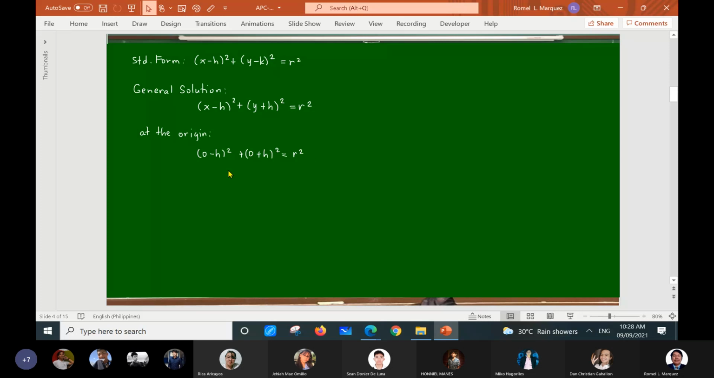O, ano daw ang ito? H squared plus H squared. O, how is H related to R? Ang R squared daw, 2 beses ng square ng H. O kaya 2 beses ng square ng K. Okay, guys? Therefore, finally, we get what?